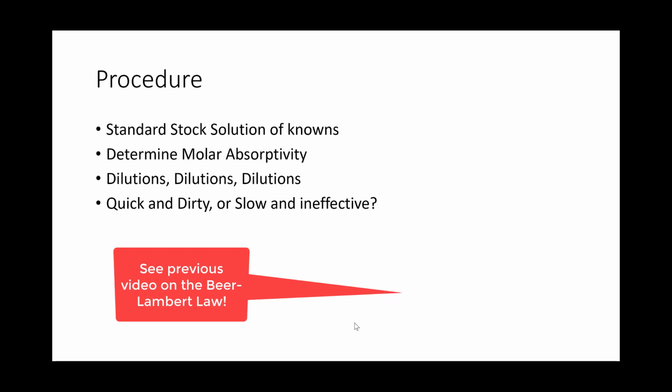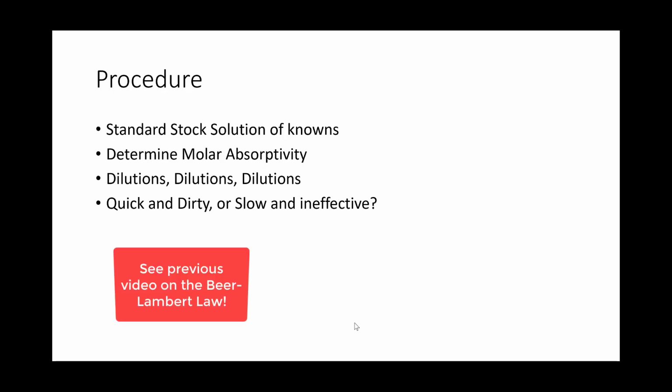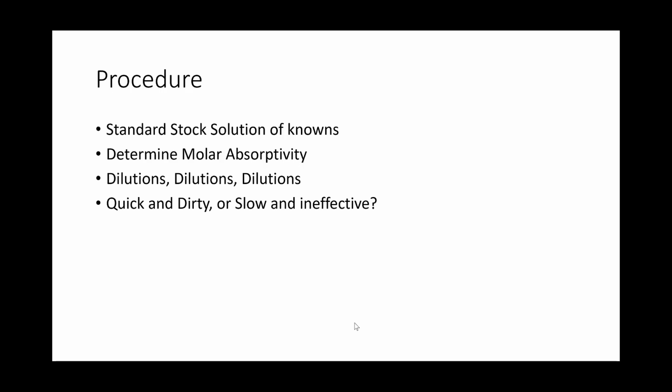So what is your procedure going to look like? You're going to be given some standard stock solutions of these known sports dyes. So we can get these molecules, we can buy these molecules online. We know they're in pure form, and we can build a set of solutions that we put into the UV-Vis instrument, and from there we calculate the molar absorptivity. That's been described to you in a prior video, so I'm not going to go through it again here. But ultimately what you're trying to do is determine that molar absorptivity.